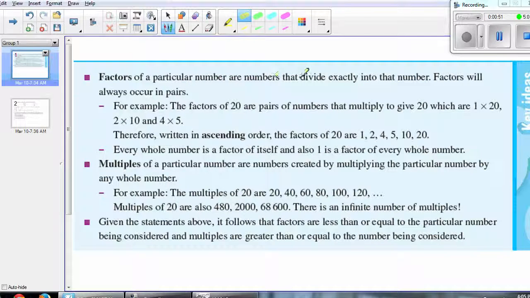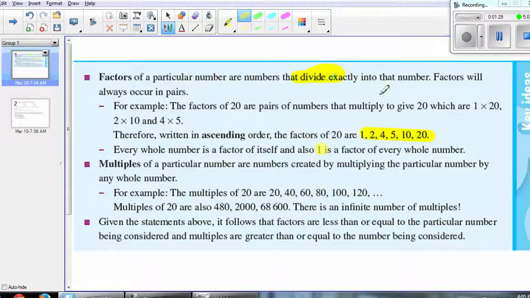Once again, if you're having trouble to work out what is a factor, factors of a particular number are numbers that divide exactly into that number. Factors will always occur in pairs. For example, the factors of 20 are pairs of numbers that multiply to give 20, which are 1 times 20, 2 times 10, and 4 times 5. Therefore, written in ascending order, the factors of 20 are 1, 2, 4, 5, 10, and 20. Every whole number is a factor of itself, and also 1 is a factor of every whole number.